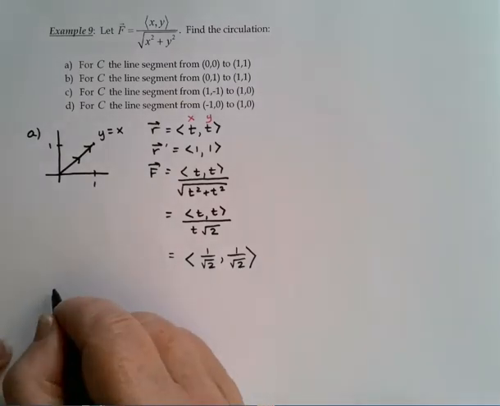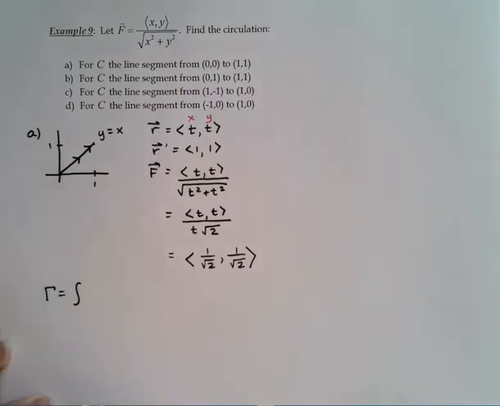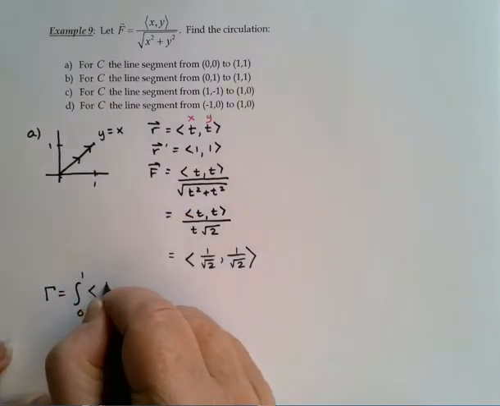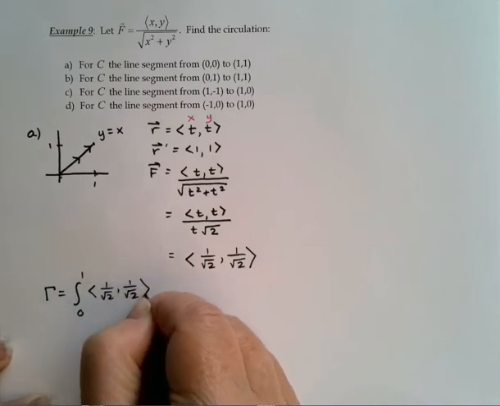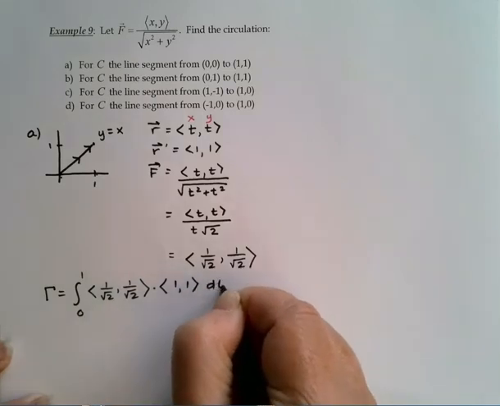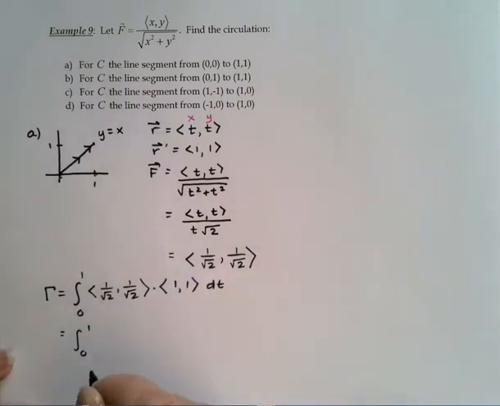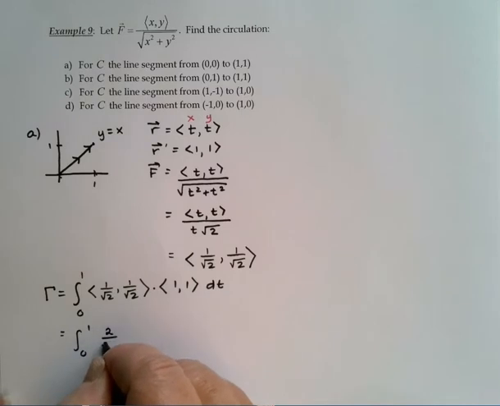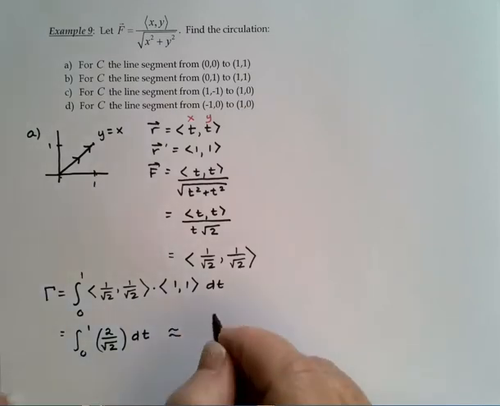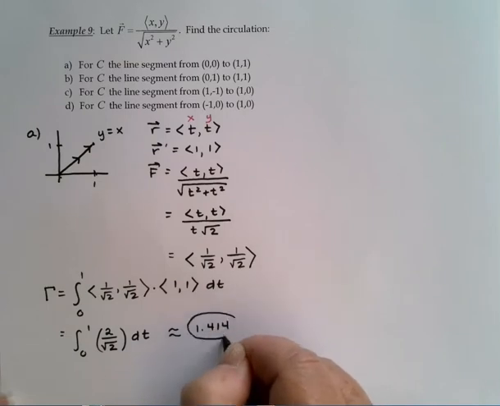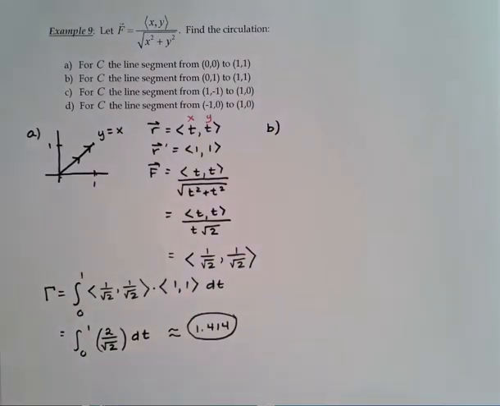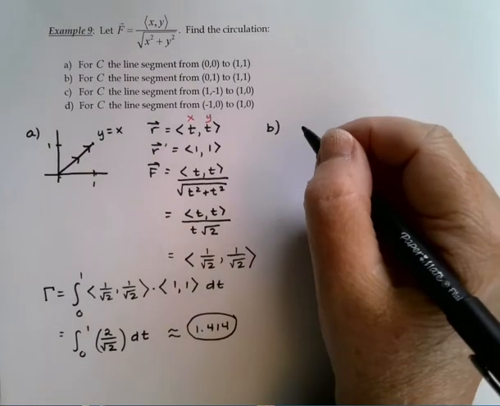All right, my integral for circulation goes from, let's see, t would be 0 to 1, just like x. And I take the dot product of the F with the r prime, which is just going to be the 1 over the square root of 2 plus another 1 over the square root of 2, or 2 over the square root of 2. And the value of that integral is about 1.414, the square root of 2. All right, let's do B. In B, I've got the line segment from (0, 1) to (1, 1).